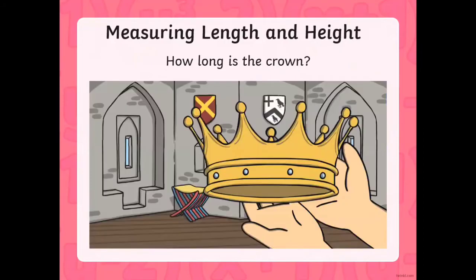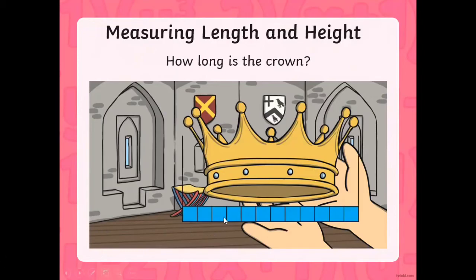Very good. Next one. How long is the crown? Let's count how long the crown is. How many squares? We have 1, 2, 3, 4, 5, 6, 7, 8, 9, 10, 11, 12. Very good. So the crown is 12 squares long.